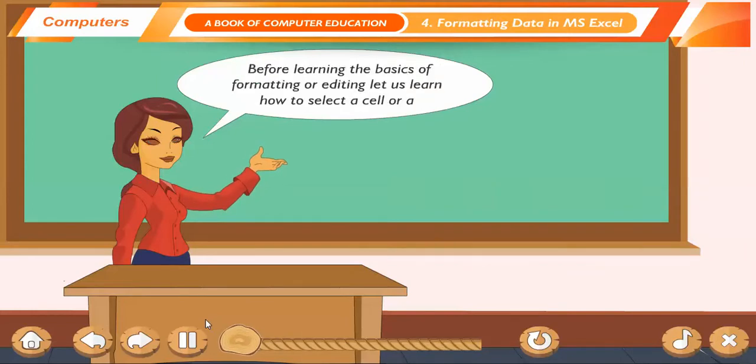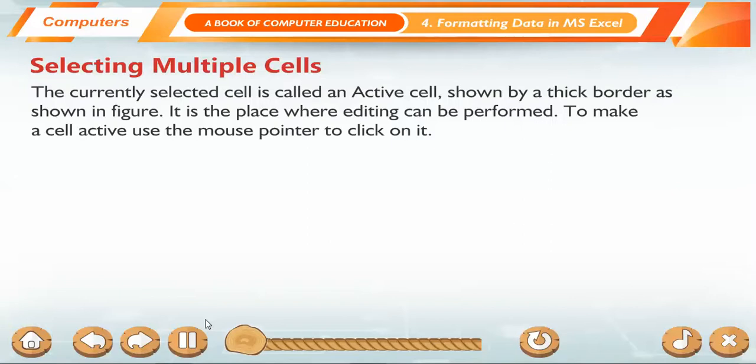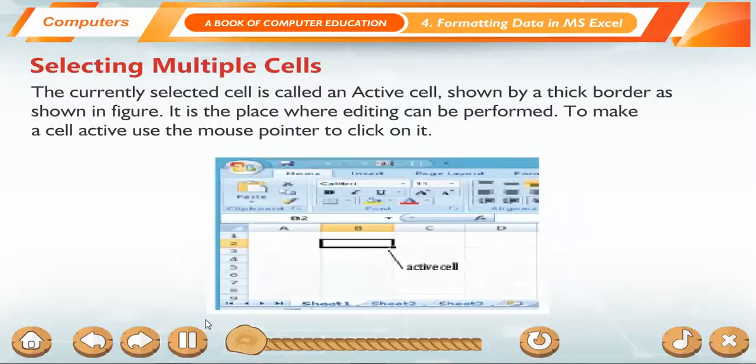Before learning the basics of formatting or editing, let us learn how to select a cell or a group of cells upon which formatting is to be performed. Selecting multiple cells. The currently selected cell is called an active cell, shown by a thick border as shown in the figure. It is the place where editing can be performed. To make a cell active, use the mouse pointer to click on it.